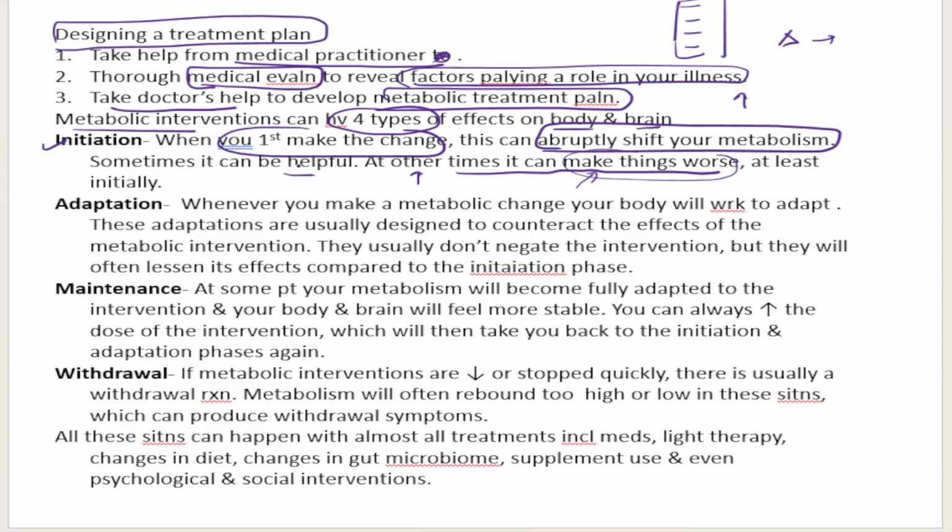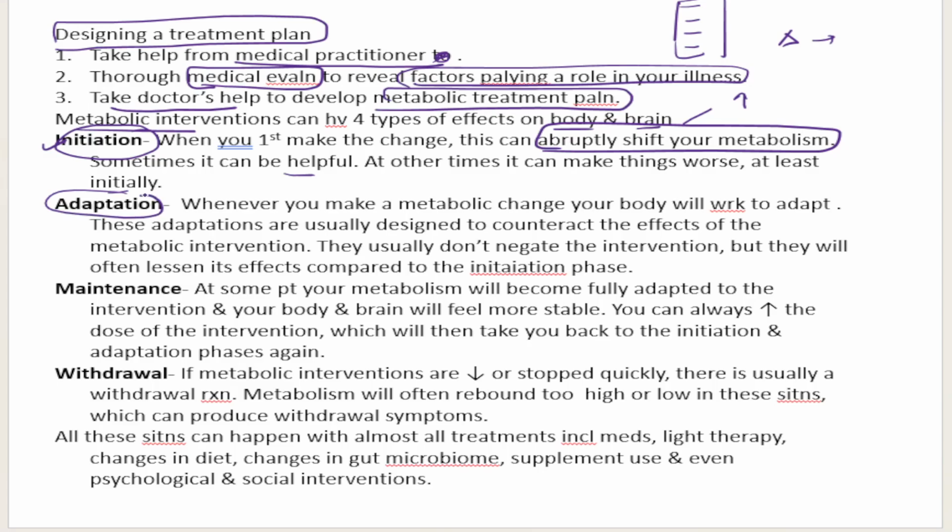So when you start a ketogenic diet, initially it may cause hyperexcitability, and it can make the symptoms worse also. But over time, the symptoms will improve. Over time, the health will improve. So this is the initiation phase. When you first make the change, this can abruptly shift your metabolism. Sometimes this can be helpful, but at other times it can also make things worse, at least initially.